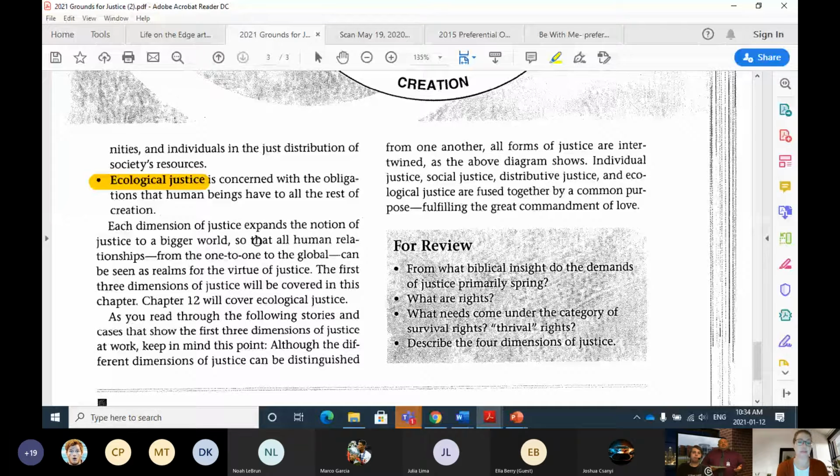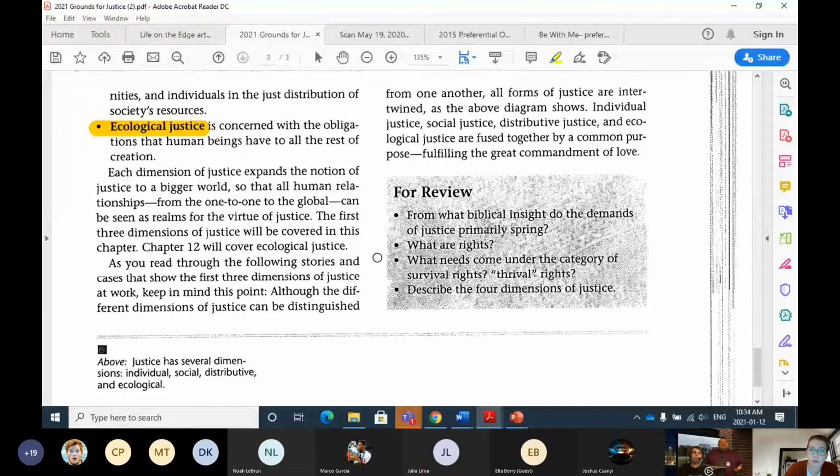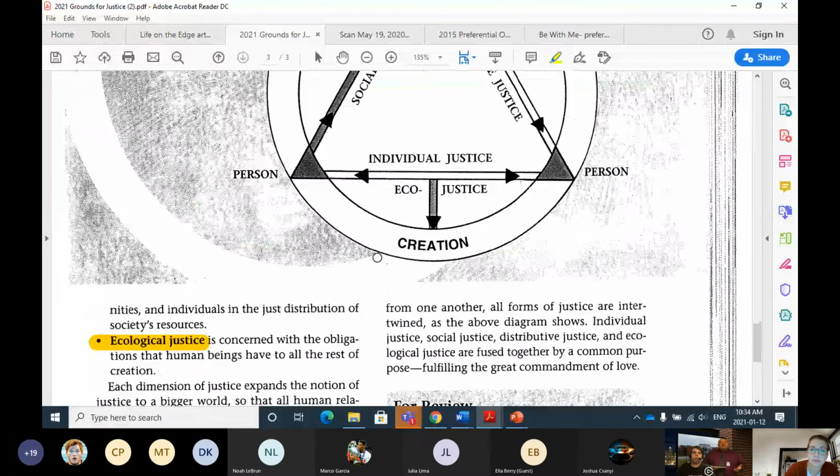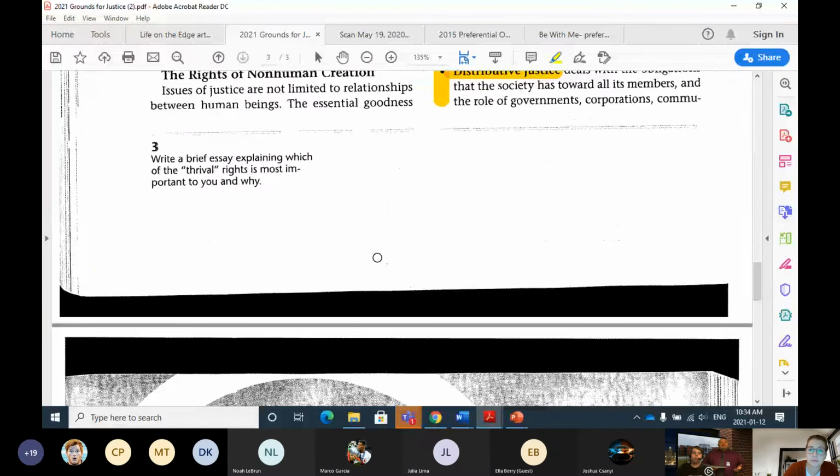Each dimension of justice expands the notion of justice to a bigger world, so that all human relationships, from the one-to-one to the global, can be seen as realms for the virtue of justice. The first three dimensions of justice, we don't need to talk about that. We're covering in the chapter because this is just about the article. So we're not reading through any of the following stories, so we don't need to worry about that.